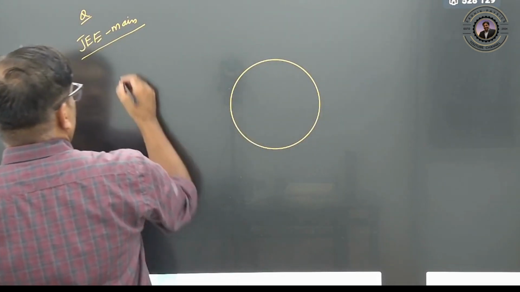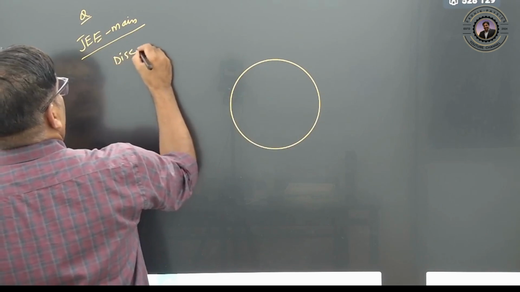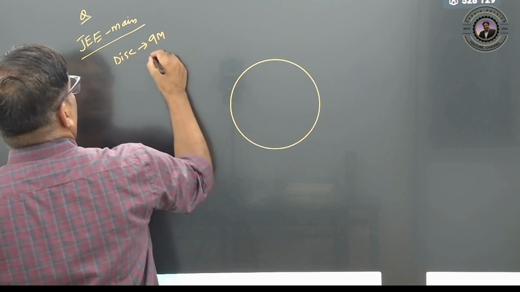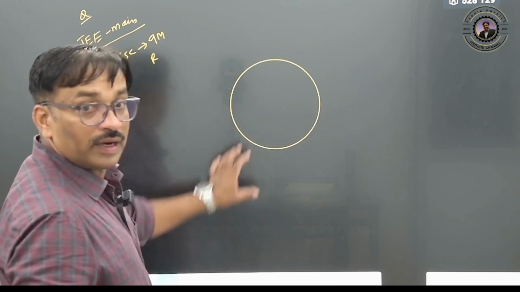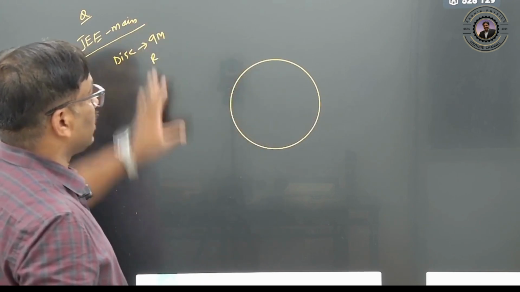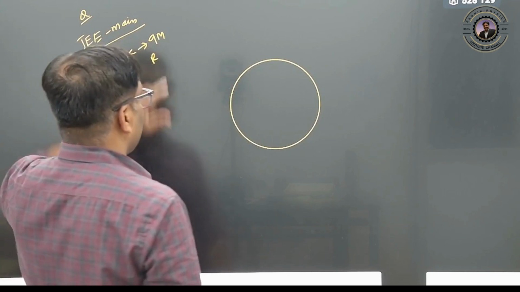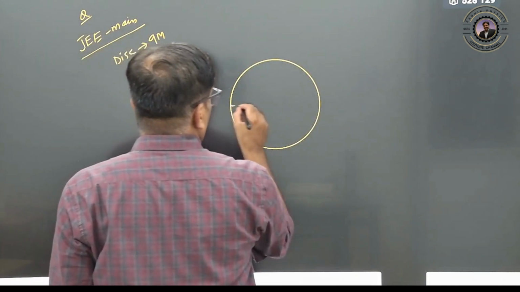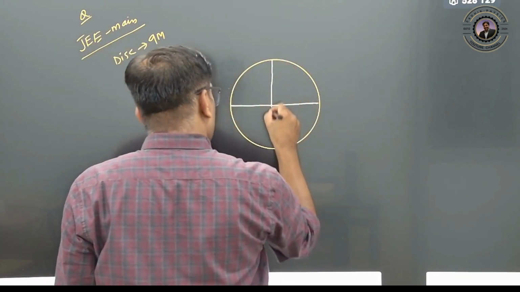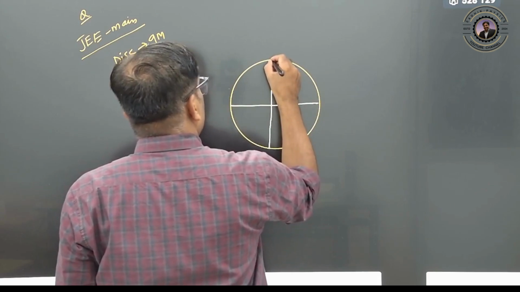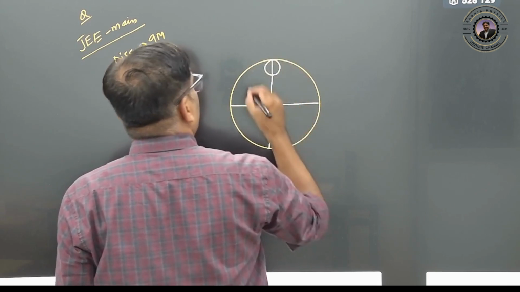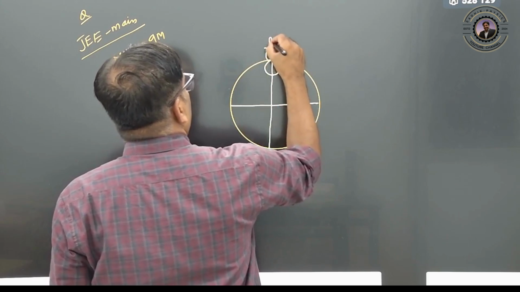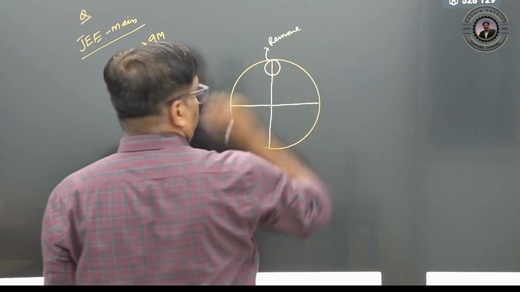Okay, so this is one disk of mass 9m and radius r. Now upon this disk, what are we going to do? We are going to cut one small part of this. This small part here we are going to cut and remove, right?